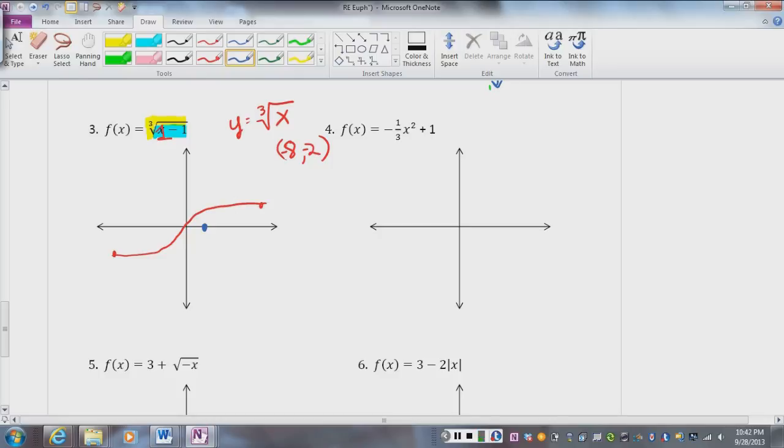And what this tells me is that I'm taking my function from here and I'm moving it to the right 1 unit. So let me erase this parent function and draw in the cube root function. And again, we're just sketching. Doesn't have to be perfect. But this would be the cube root function with the horizontal transformation. Let's go ahead and look at the next one.